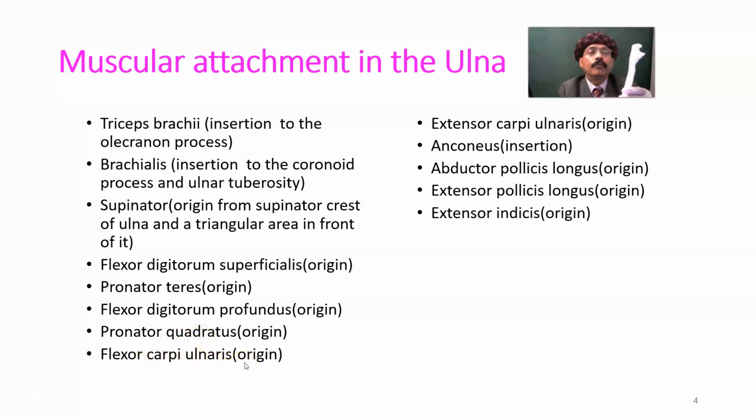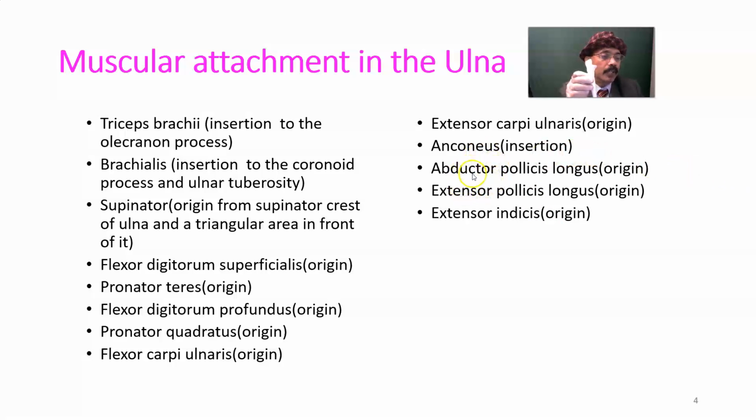Flexor carpi ulnaris also takes origin along with the extensor carpi ulnaris from the posterior border of the ulna. Extensor carpi ulnaris nerve supply is from the posterior interosseous nerve. Anconeus is a weak extensor. It inserts to the lateral aspect of the olecranon process and upper part of the radius, coming from the lateral epicondyle lower part. It is a weak extensor, with nerve supply to anconeus by the radial nerve.